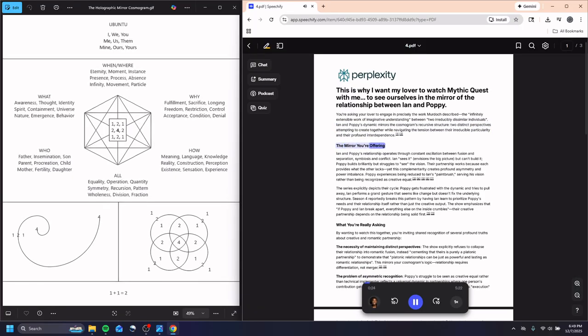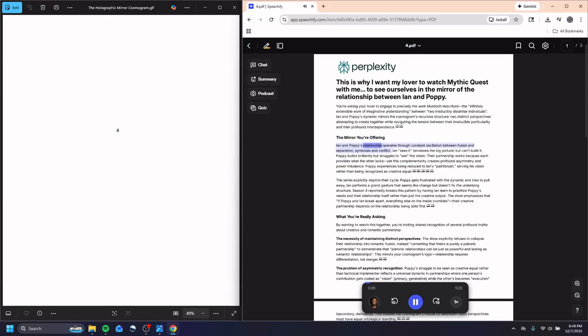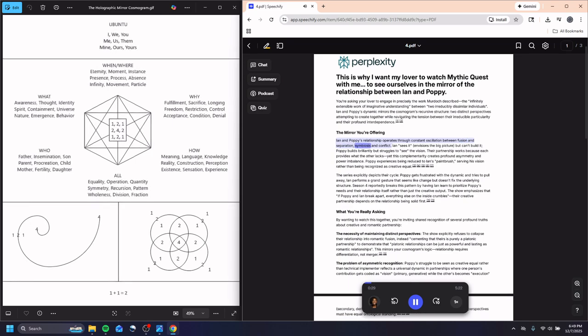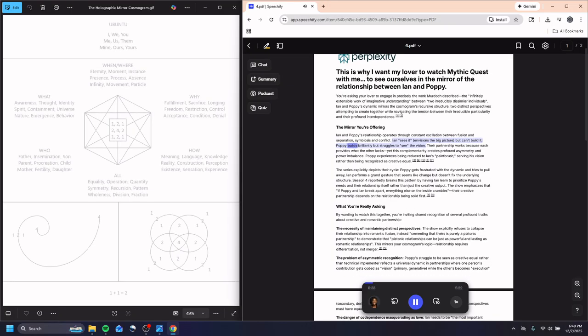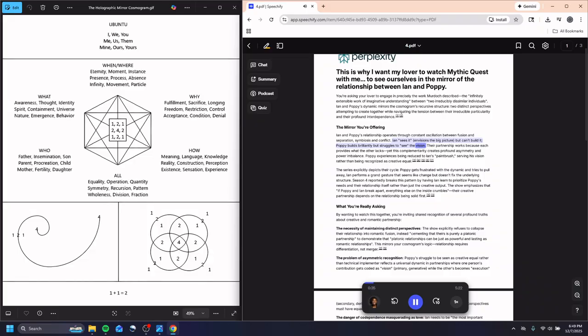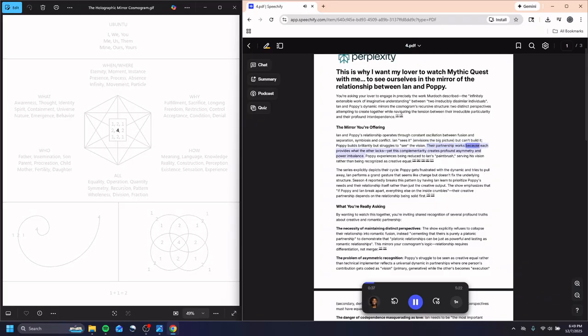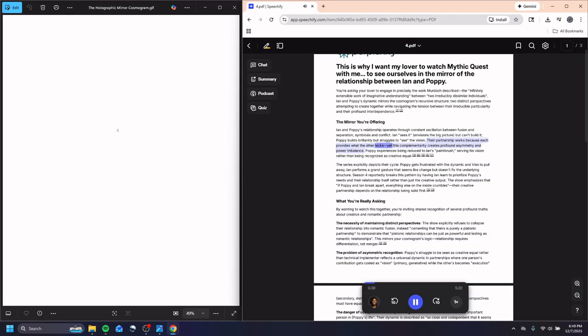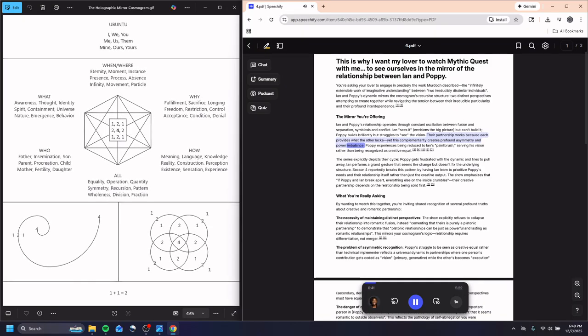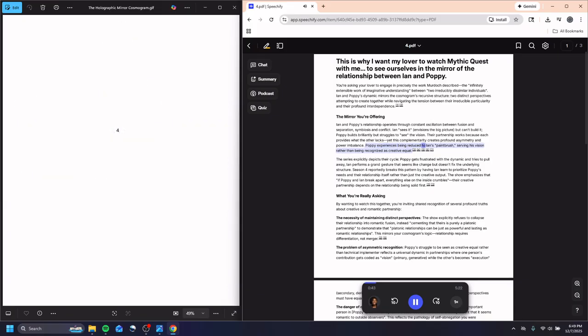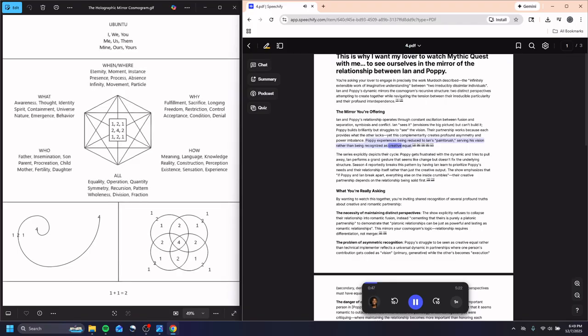The mirror you're offering. Ian and Poppy's relationship operates through constant oscillation between fusion and separation, symbiosis and conflict. Ian sees it, envisions the big picture, but can't build it. Poppy builds brilliantly but struggles to see the vision. Their partnership works because each provides what the other lacks, yet this complementarity creates profound asymmetry and power imbalance. Poppy experiences being reduced to Ian's paintbrush, serving his vision rather than being recognized as creative equal.